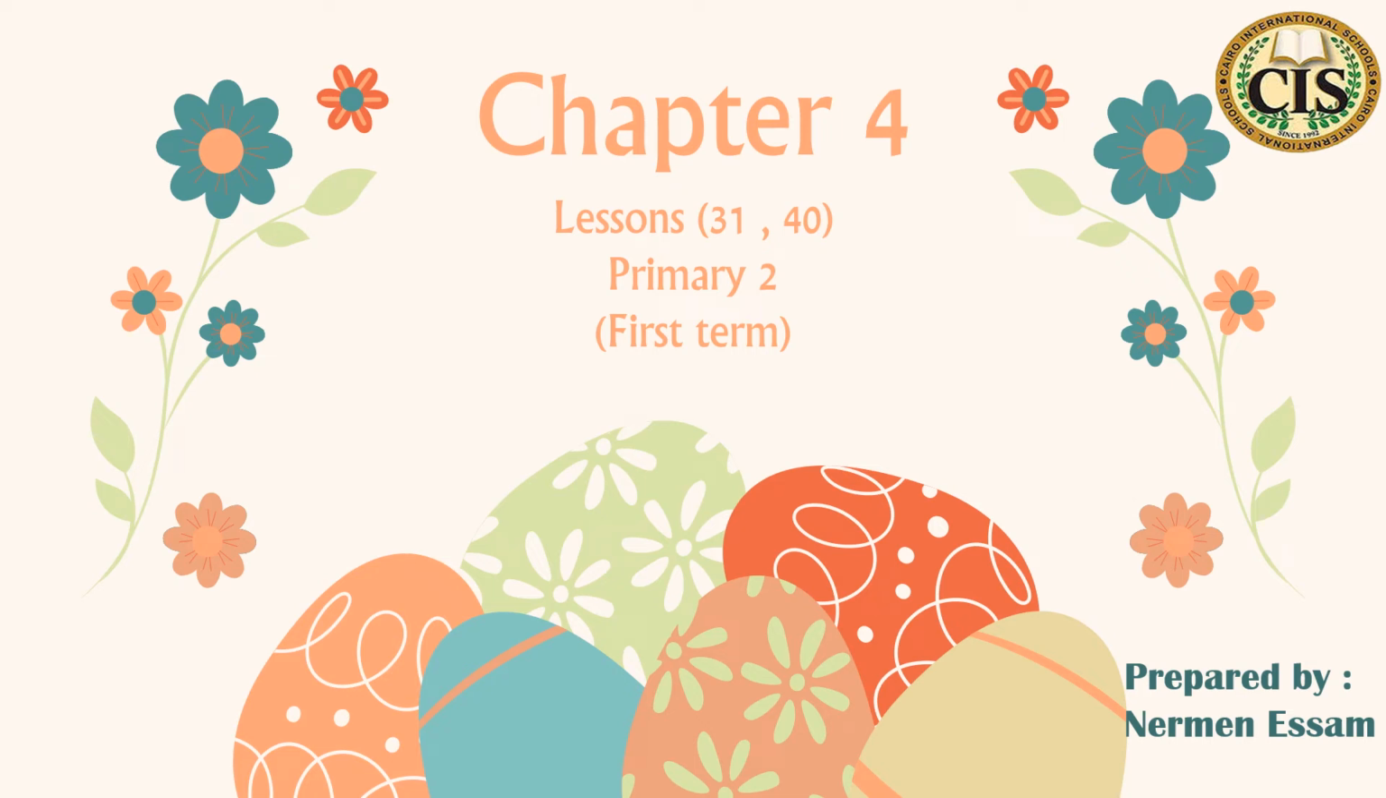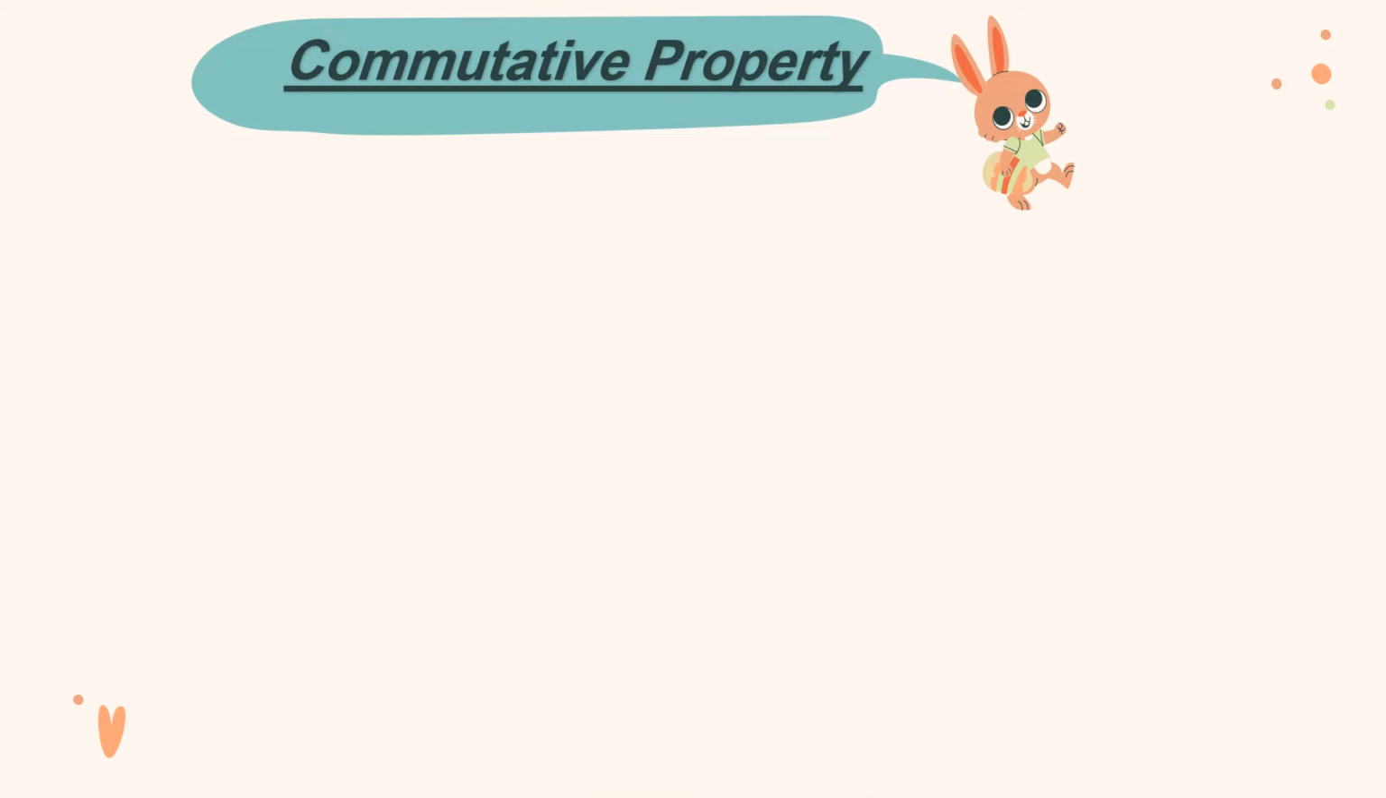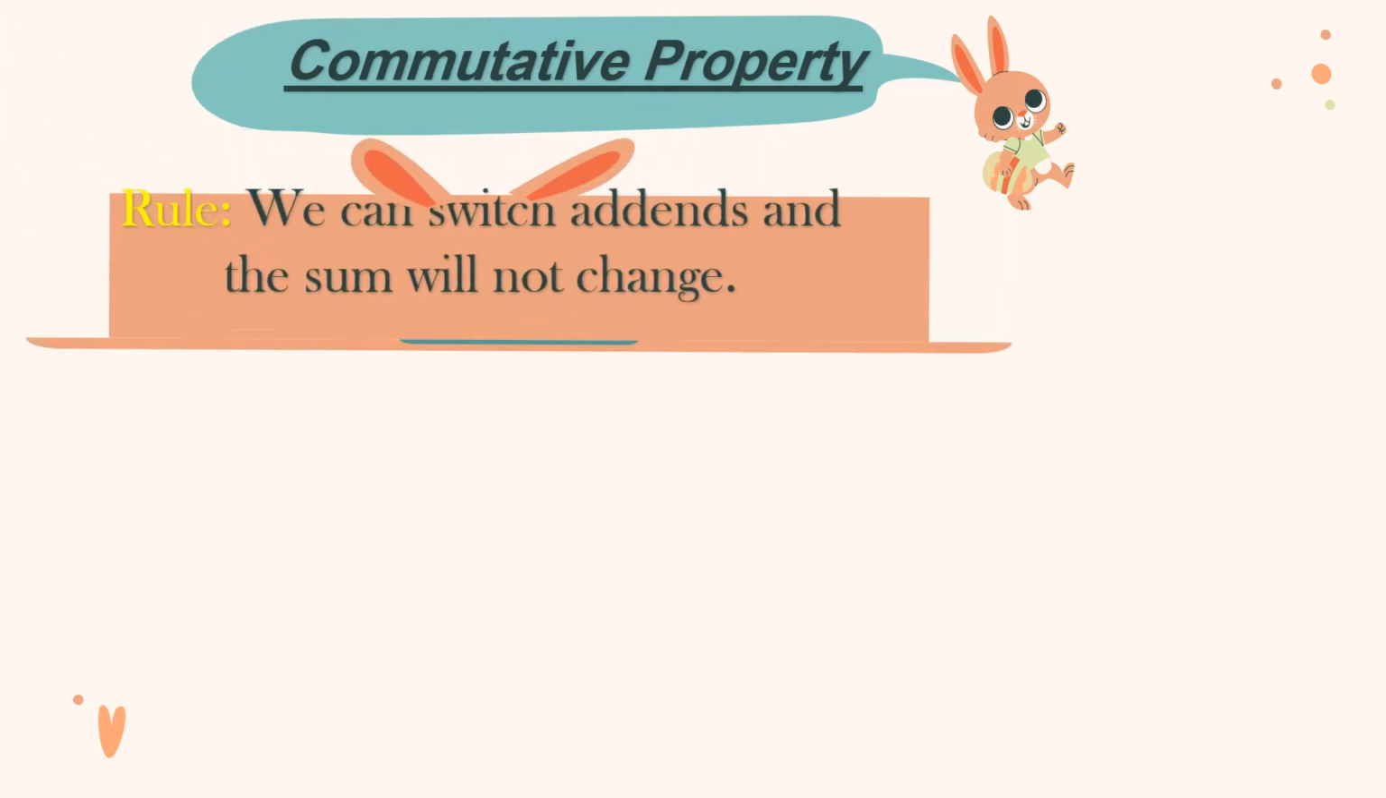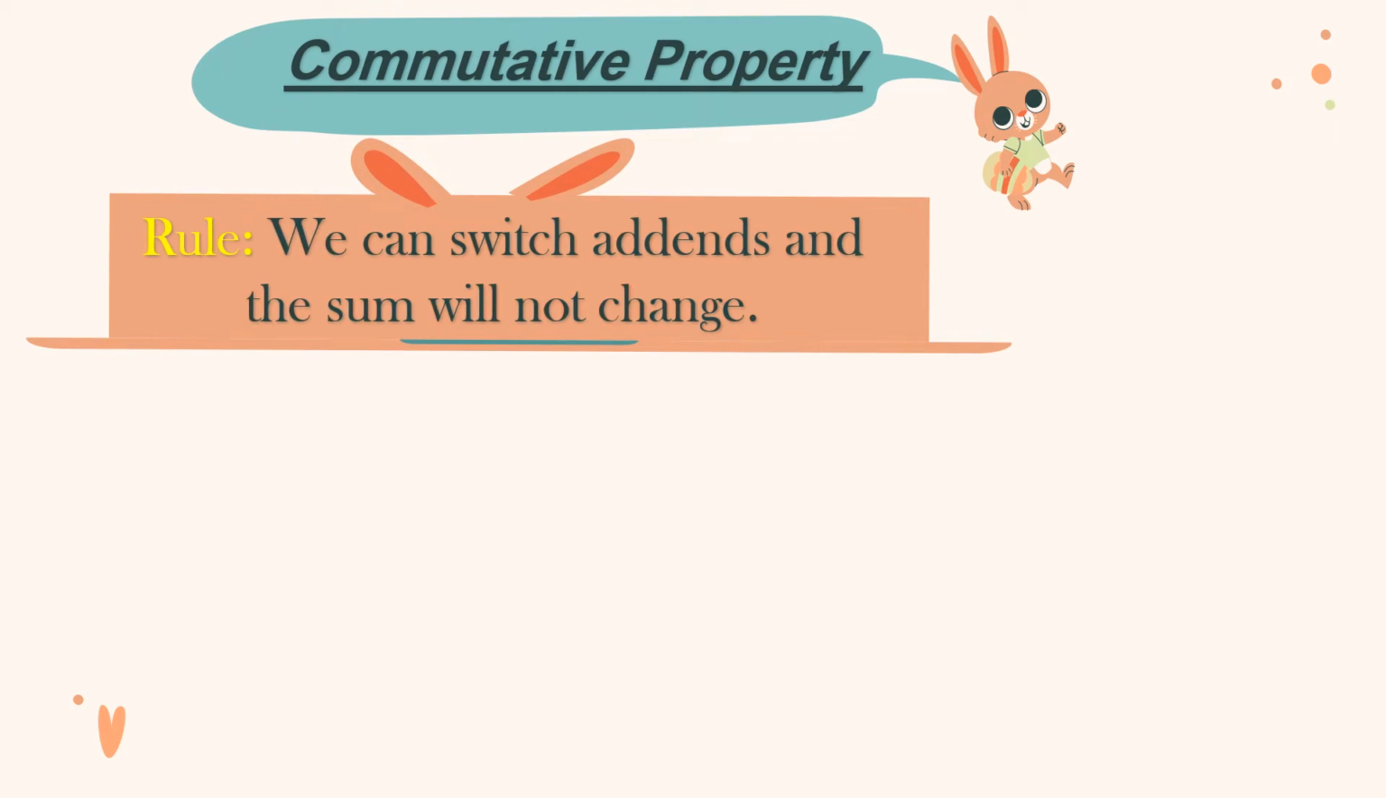Today we're gonna start with chapter 4, lessons from 31 to 40. Let's start with commutative property. Our rule in commutative property: we can switch addends and the sum will not change.